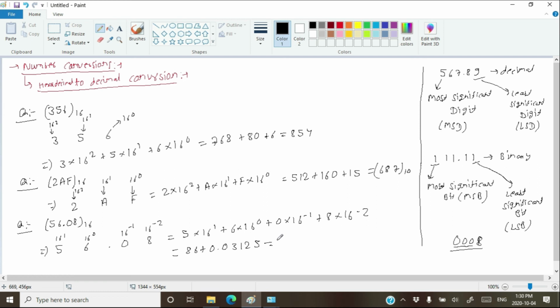When you add them, you will get 86.03125 as decimal. So this number in decimal is same as this number in hexadecimal.